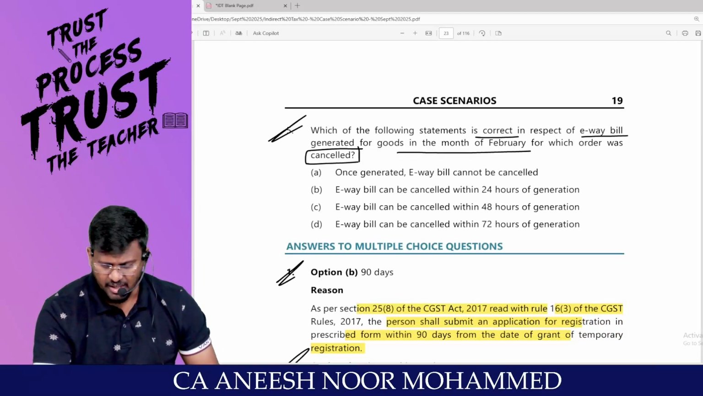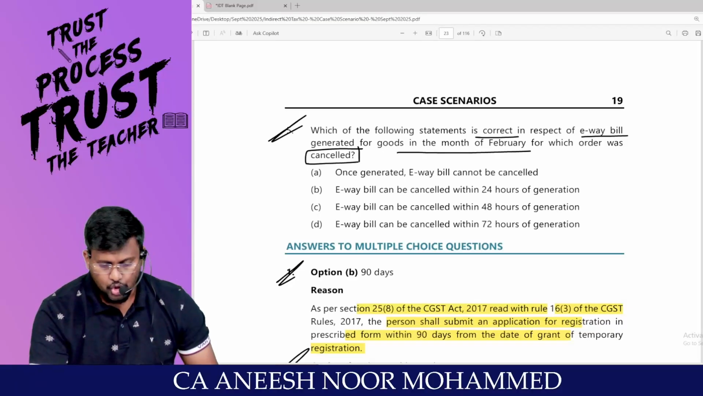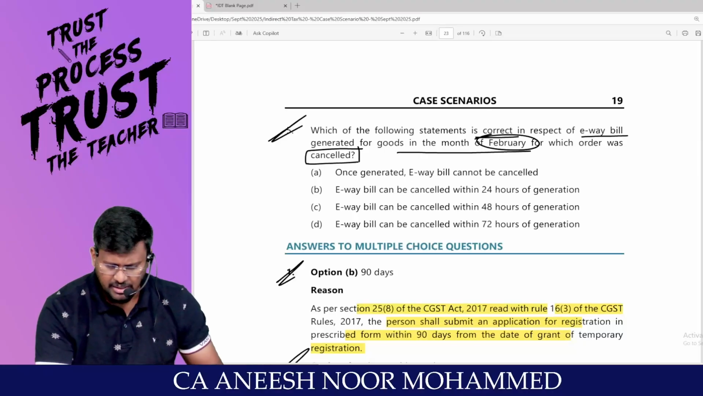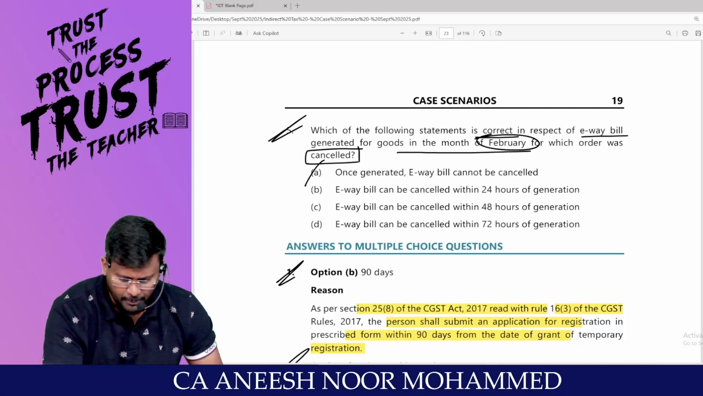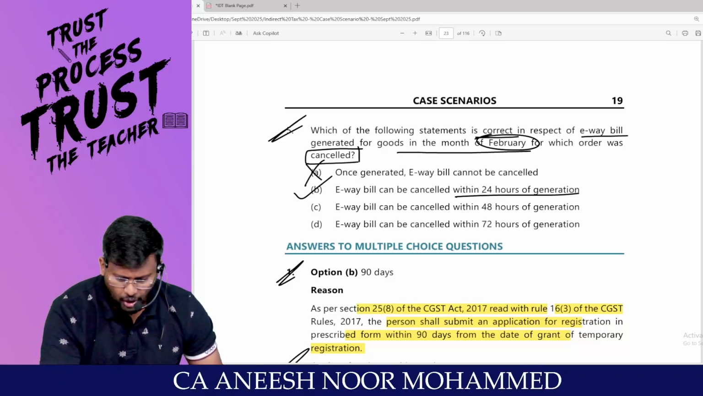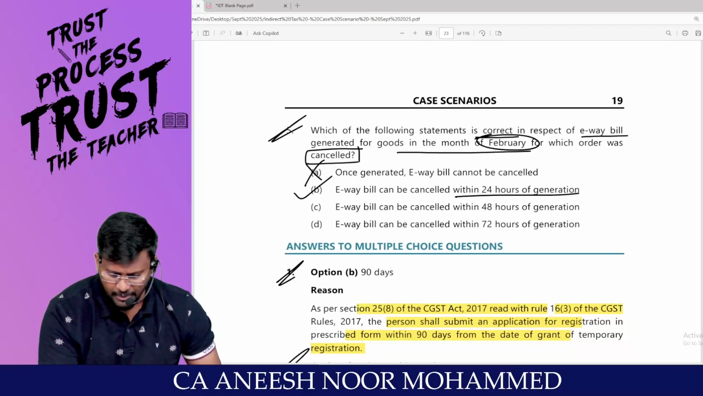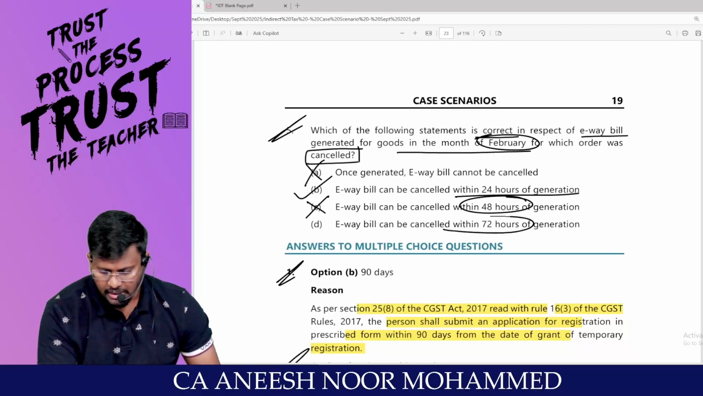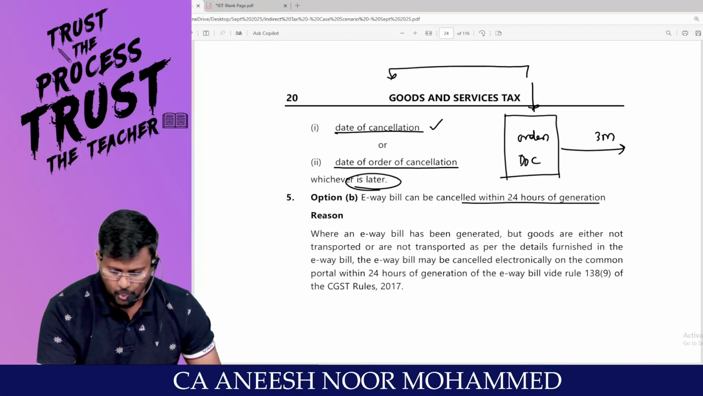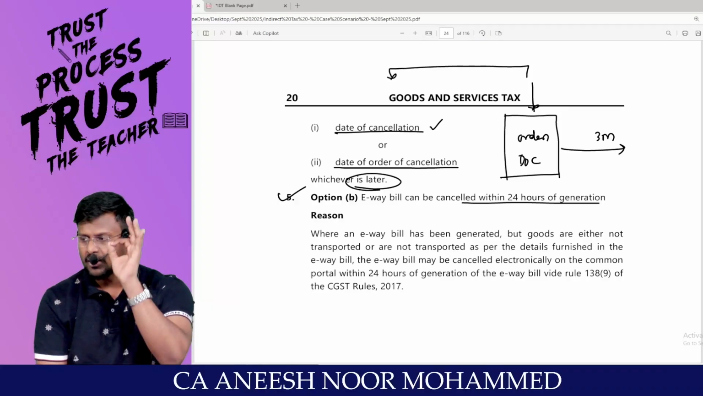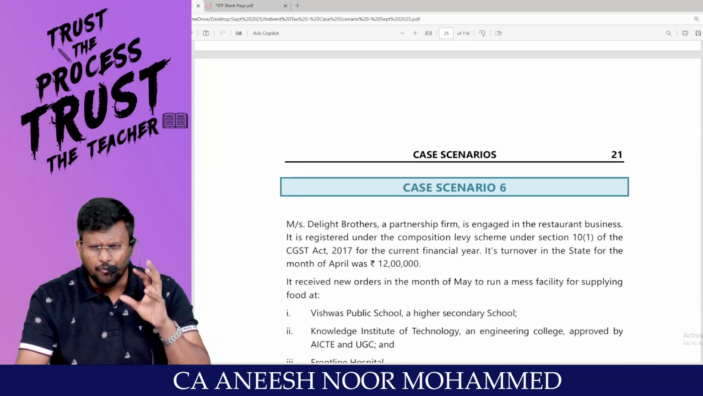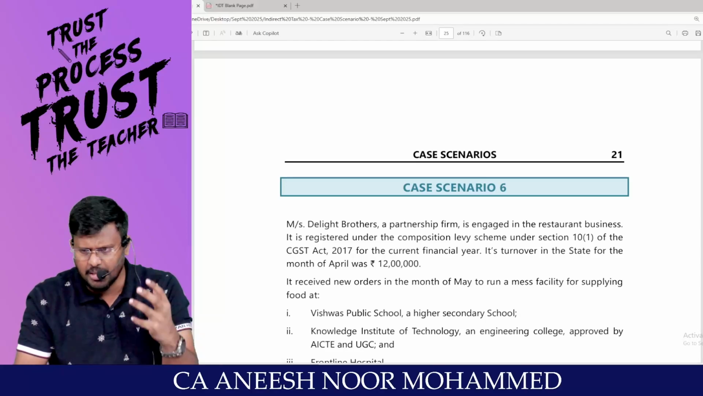Which of the following statements is correct in respect of the e-way bill generated for goods in the month of February for which the order was cancelled? Once generated, e-way bill cannot be cancelled? No, sir. E-way bill can be cancelled within 24 hours of generation. That is the right answer. E-way bill can be cancelled within 48 hours? No. 72 hours? No. Option should be B, man. E-way bill can be cancelled within 24 hours of generation. That's it with regard to case scenario number 5 also.